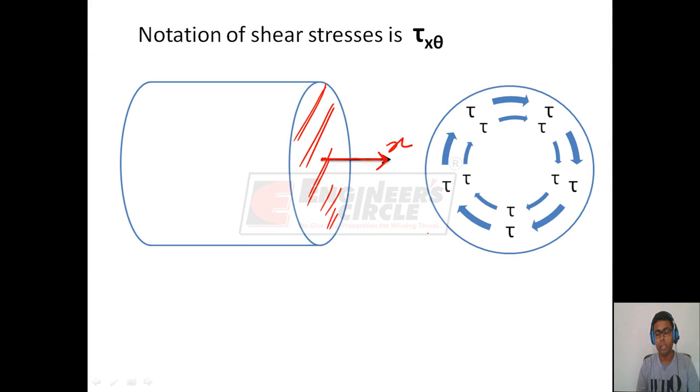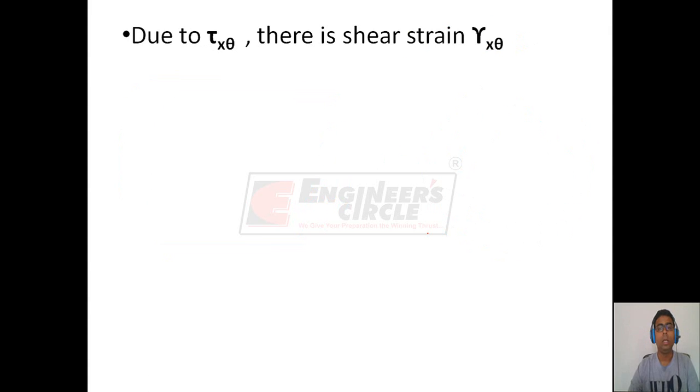So this area, that is this shaded area, is the x area. This shear stress is acting on the x area, and it is acting in the circumferential direction, that is theta direction. Therefore, this shear stress is acting on the x plane in theta direction. So its notation is tau x theta. Due to tau x theta, there is shear strain gamma x theta. This gamma x theta means that there is a change between two perpendicular lines x and theta.